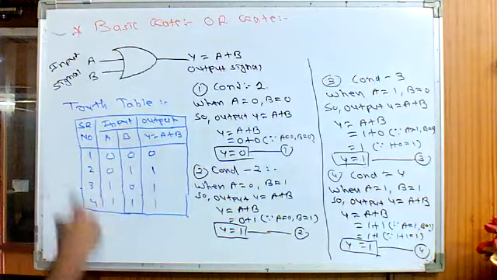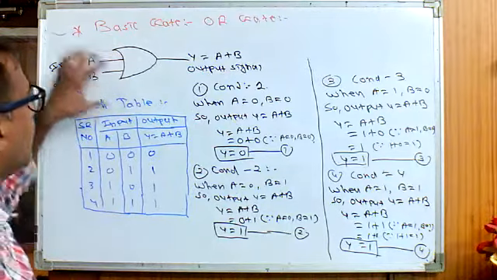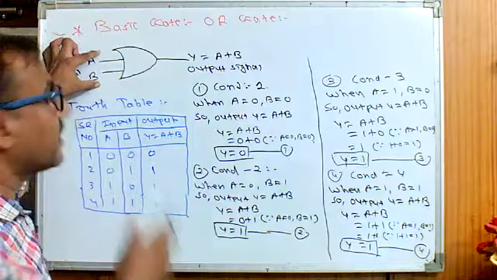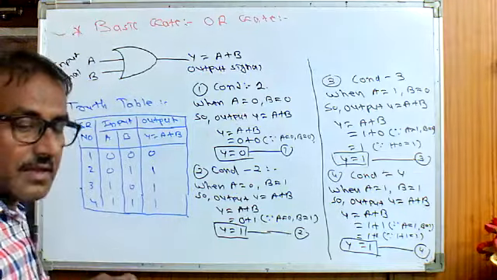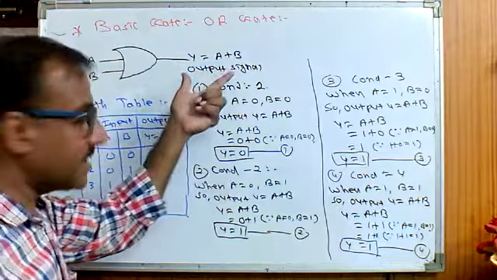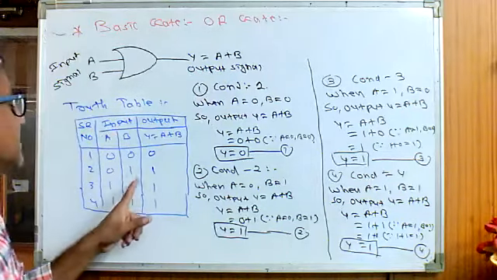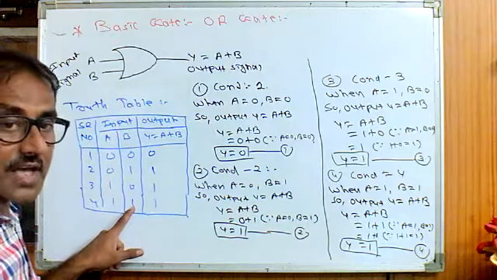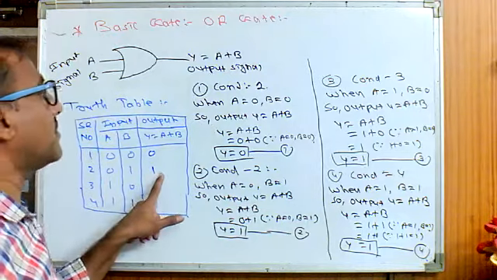So the truth table is the definition of the OR gate. The OR gate has two or more input signals, A, B, C, D, E, but only one output signal. If any input signal is high, we get a high output.